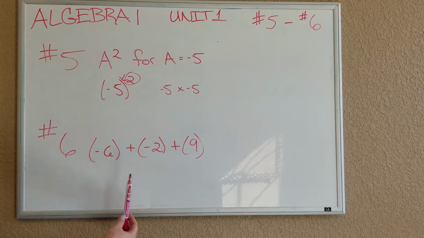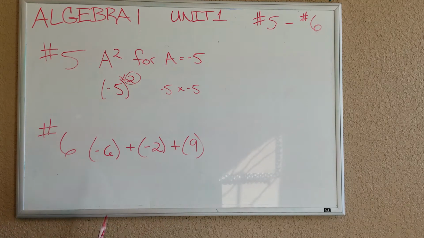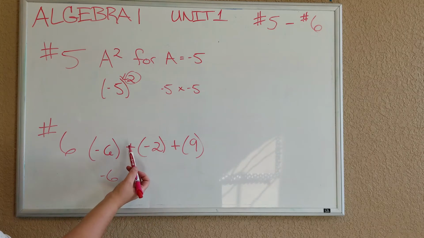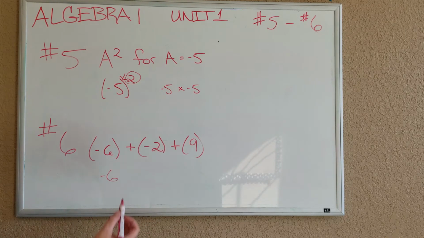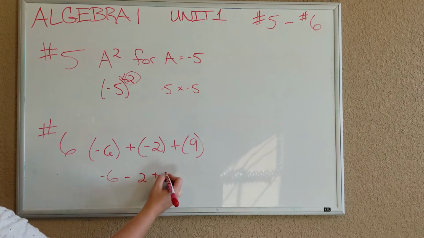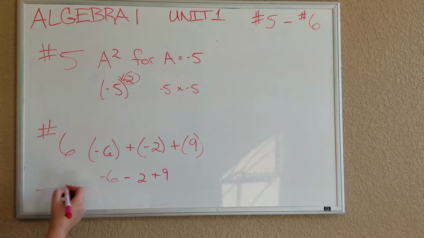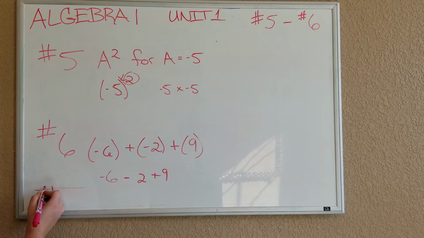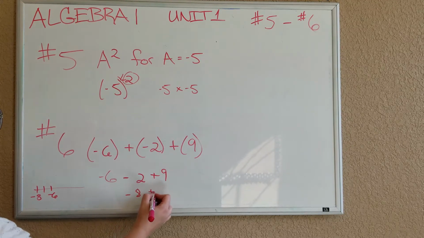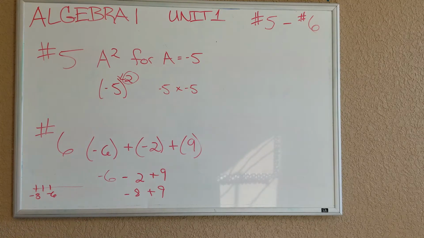Okay, number 6, they want you to evaluate negative 6 plus negative 2 plus 9. So right here, negative 6, you can just take these parentheses off, no problem. Plus negative means minus. When you have a plus and a negative together, you get a negative, so it's minus 2 plus 9. So negative 6 minus 2, you actually go backwards on your number line. If you're here at negative 6, and you minus 1, 2, you're going to end up at negative 8, and then add 9. So go right 9 spaces on your number line.